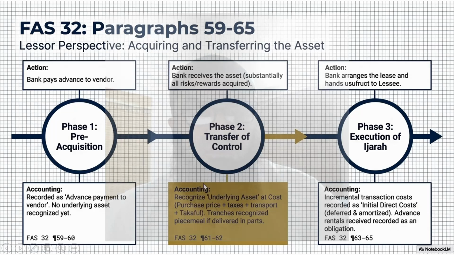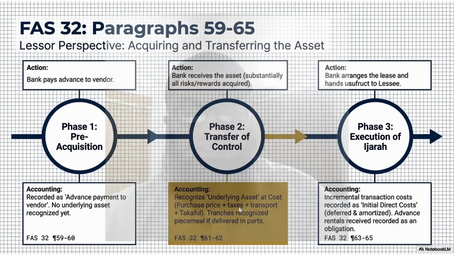Then when the bank actually receives the asset, recognize the underlying asset at cost, which includes the purchase price plus taxes plus all the direct costs associated with the purchase. So the asset is recorded, and of course the vendor liability is credited, or if it is cash, then cash is credited. And then eventually the Ijarah contract is signed.